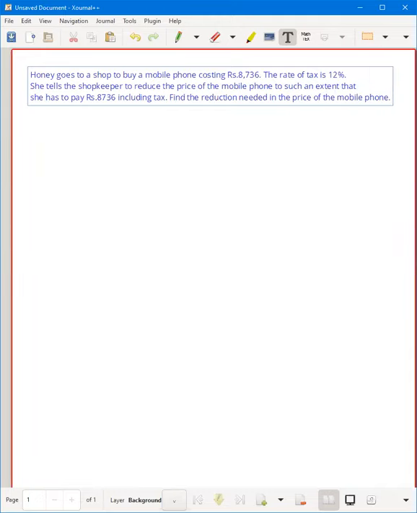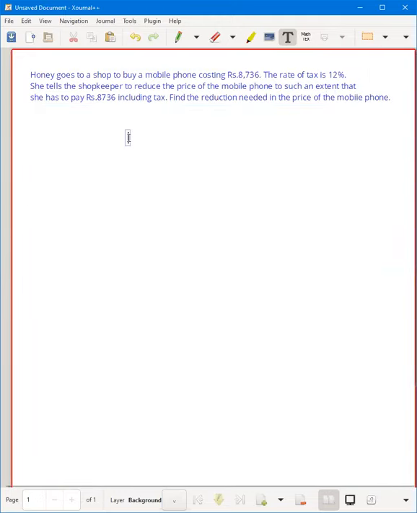Okay, solve this. Honey goes to a shop to buy a mobile phone costing 8736. The rate of tax is 12%. She tells the shopkeeper to reduce the price of the mobile to the extent that she has to pay 8736 including tax. Find the reduction needed in the price of the mobile phone. Solve this quickly.